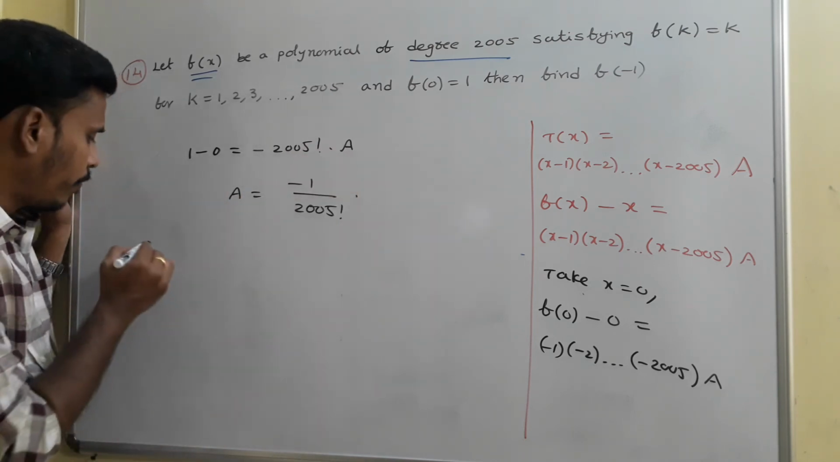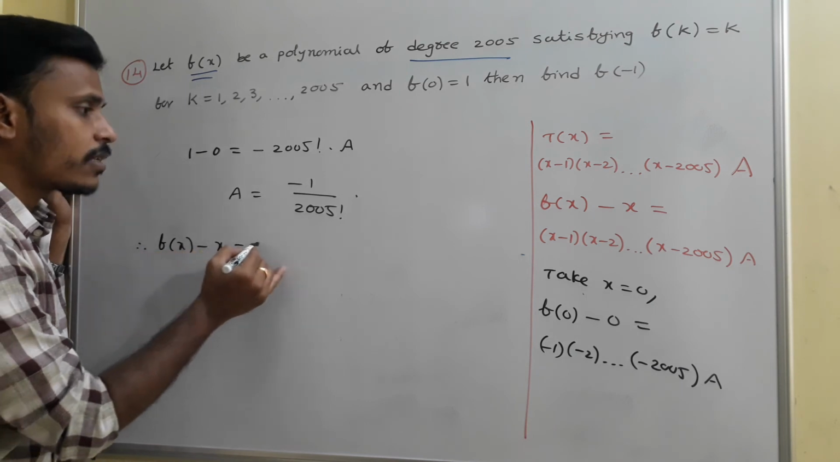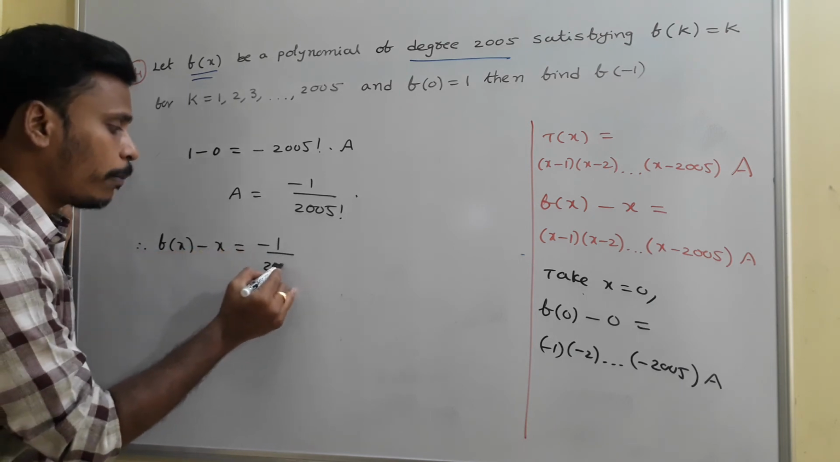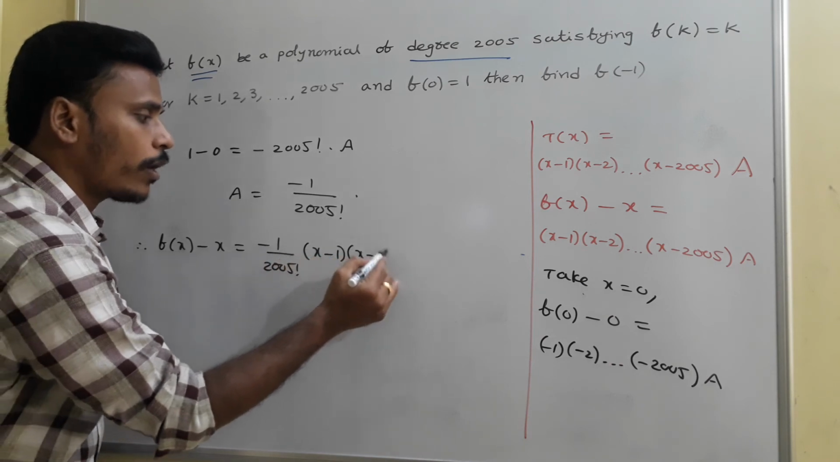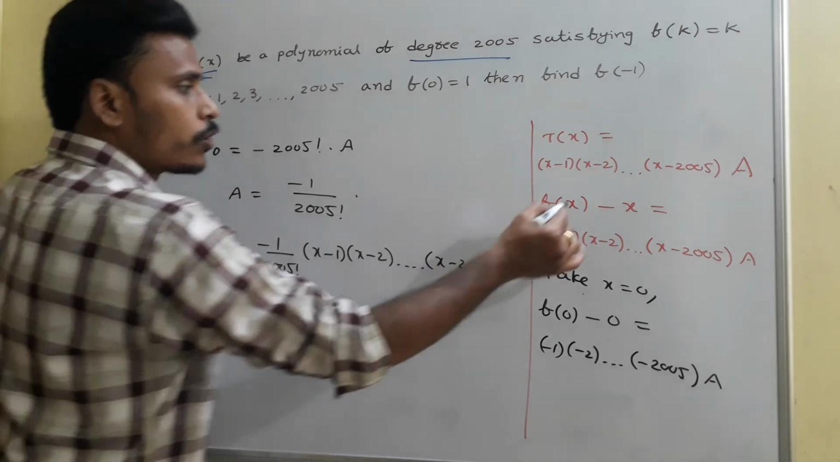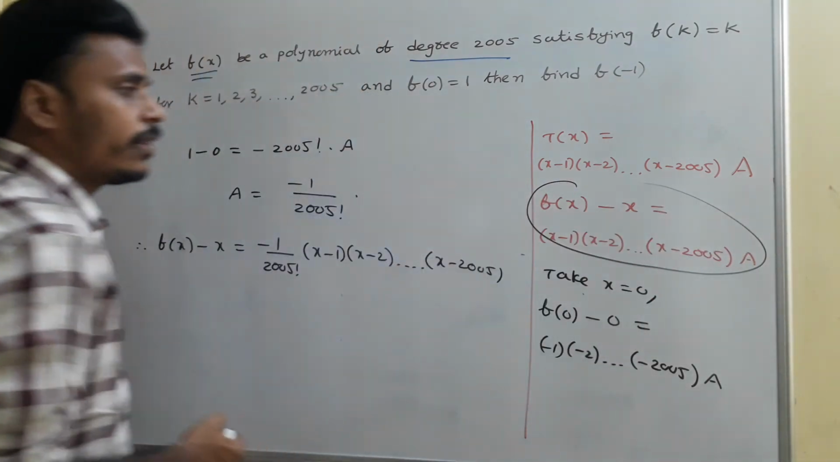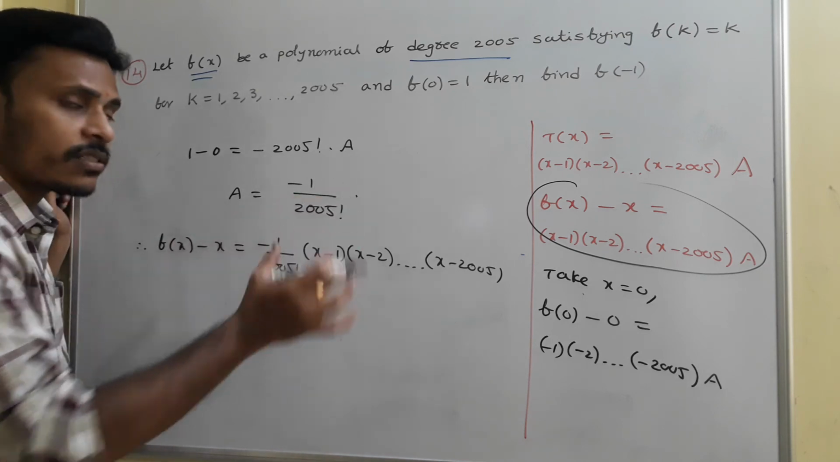Since that is a, what will you write? f of x minus x equals minus 1 by 2005 factorial into x minus 1 into x minus 2 into and so on up to x minus 2005. So in this we have replaced a with minus 1 by 2005 factorial. This is the final statement.